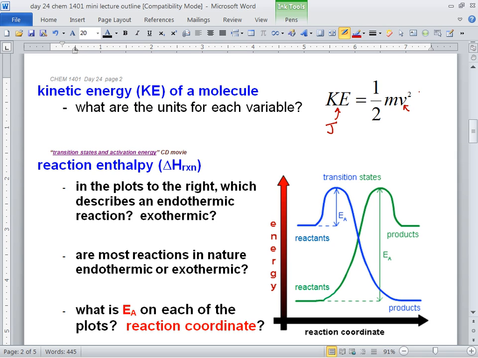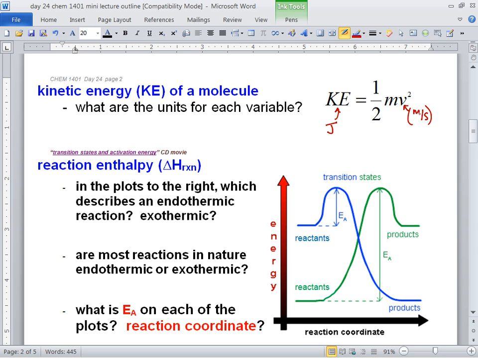She said meters per second squared. Just meters per second, right? It can't be miles per hour because that won't give you joules. It has to be in meters per second. Then you got to square it. So if you're going to calculate the kinetic energy of a molecule, they have to tell you its speed, right?